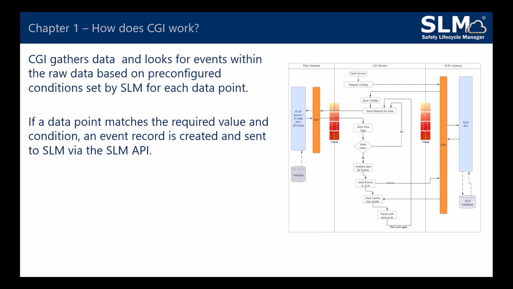CGI gathers data and looks for events within the raw data based on pre-configured conditions set by SLM for each data point. If a data point matches the required value and condition, an event record is created and sent to SLM via the SLM API.